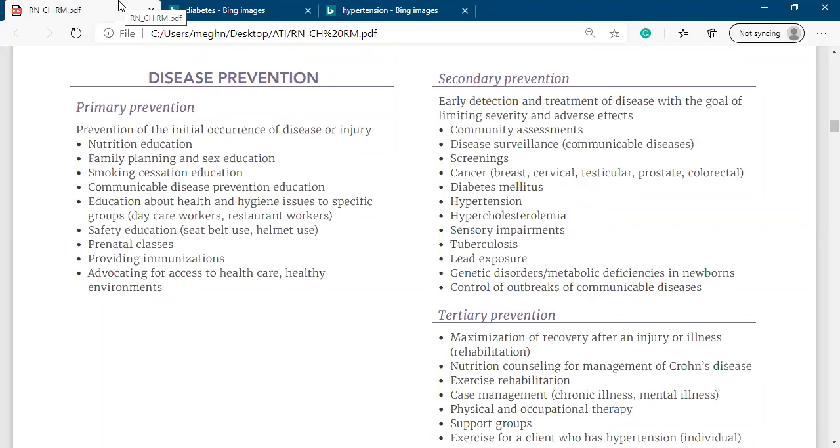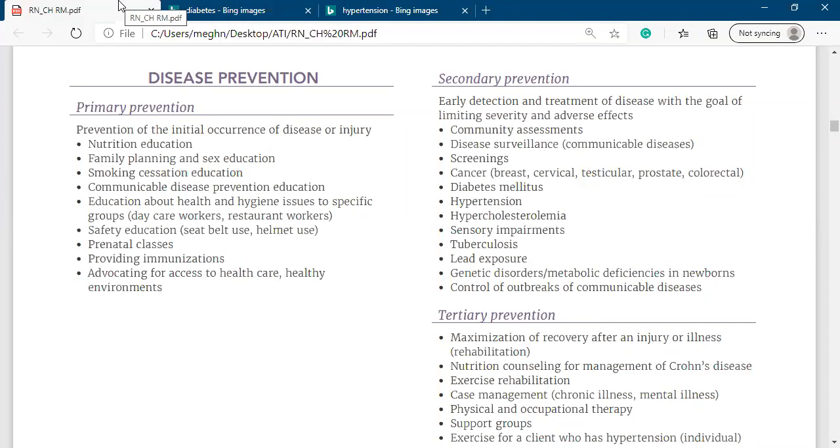This is tertiary prevention. Or dietary measures for an HIV/AIDS patient. You know the HIV/AIDS patient is immunocompromised, so they are easily attacked by infection. Nutritional support helps to boost their immune system. So this is tertiary prevention.